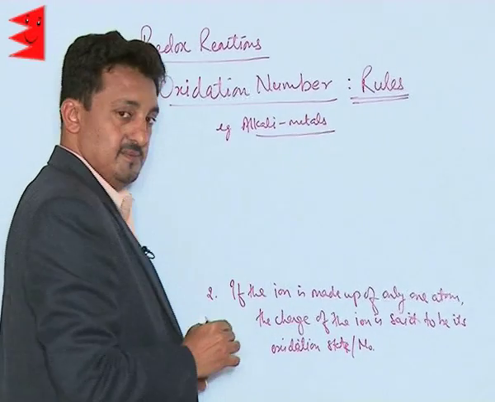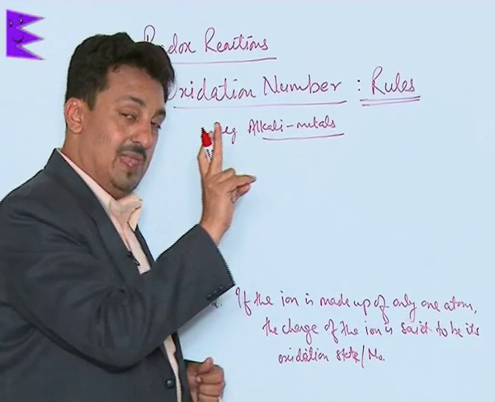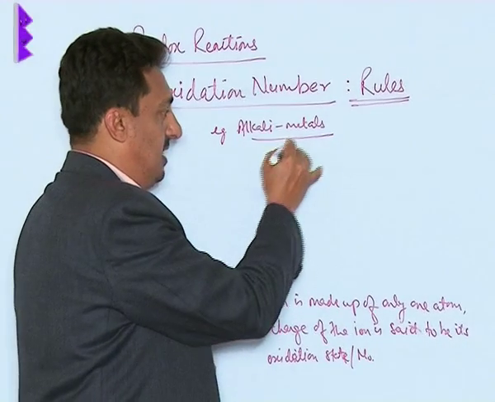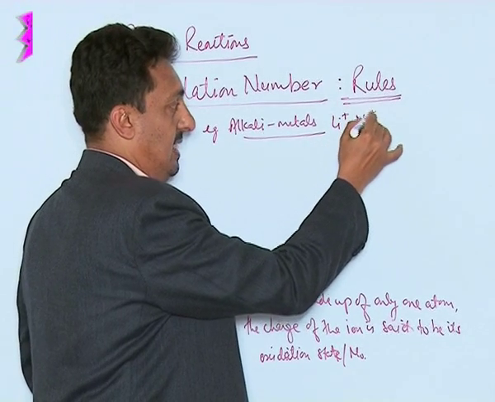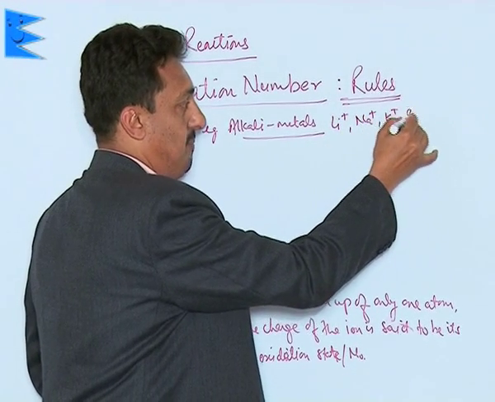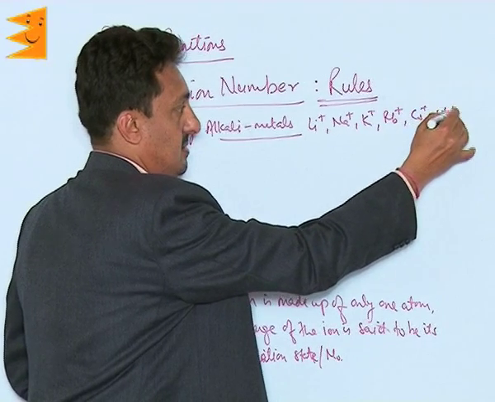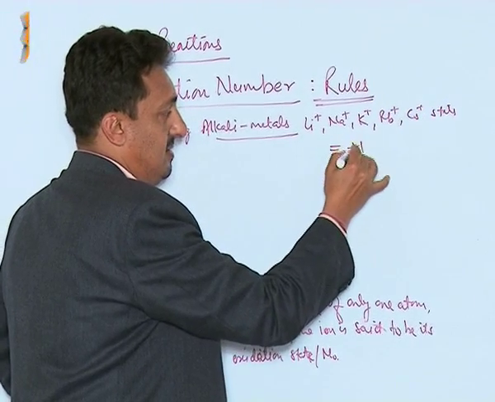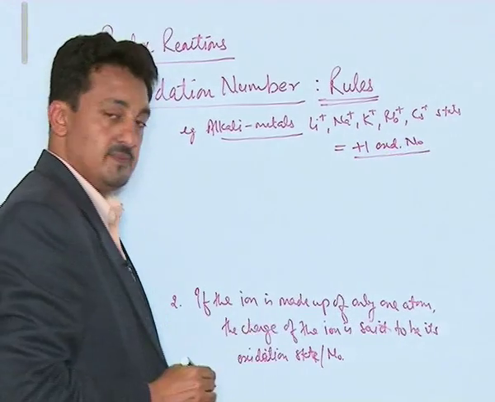The examples are alkali metals. In alkali metals, since they all have only one valence electron, they all will be existing in their Li+, Na+, K+, Rb+ and Cs+ states. They all are given +1 oxidation number.